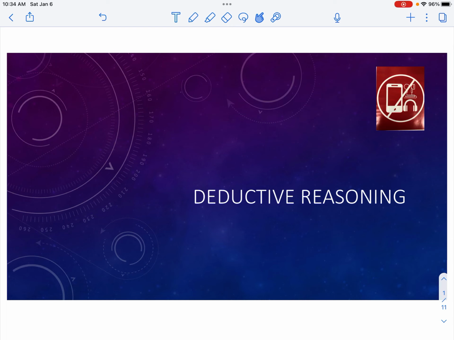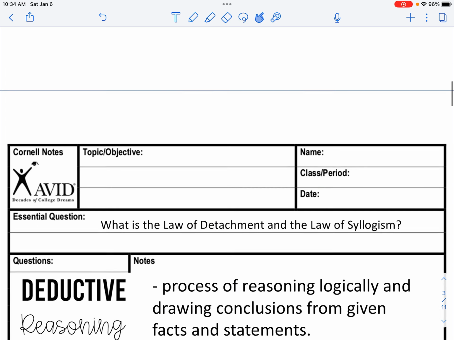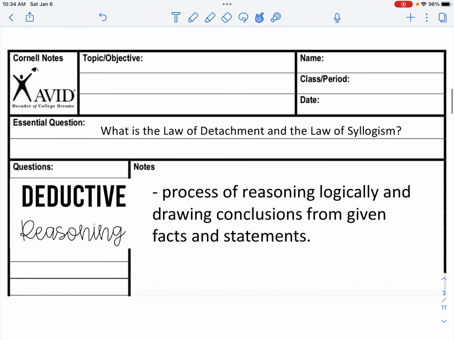Okay, so earlier in this unit, we talked about something called inductive reasoning, which is making conjectures based on observations and patterns. Today, we're going to talk about deductive reasoning. All right, so what is deductive reasoning? Deductive reasoning is the process of reasoning logically and drawing conclusions from given facts and statements. This is super important, especially in today's world. We're going to talk about a couple of laws, the law of detachment and the law of syllogism, that derive directly from deductive reasoning.